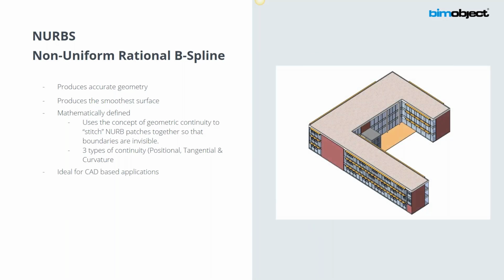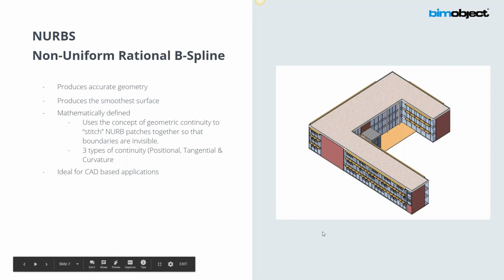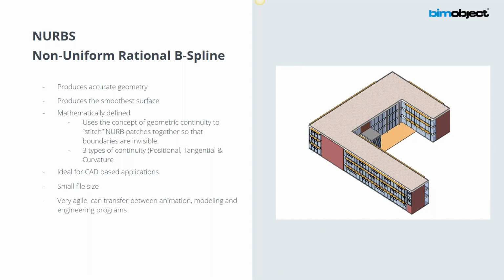NURB models, because of their accuracy and the way that they handle surfaces, are ideal for CAD-based applications. It also contributes to small file size. And because NURBS is well adapted to CAD-based applications, it's also very agile, which means that you can transfer between CAD-based applications and animations to do fly-throughs and things like that. Great for modeling and engineering programs.